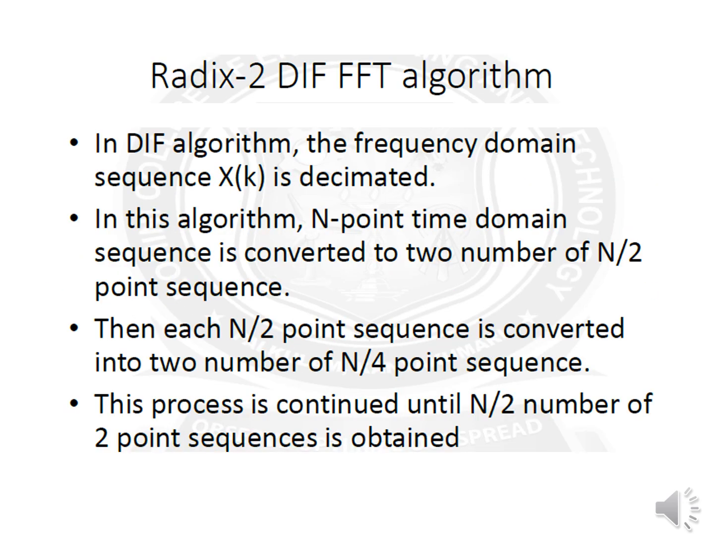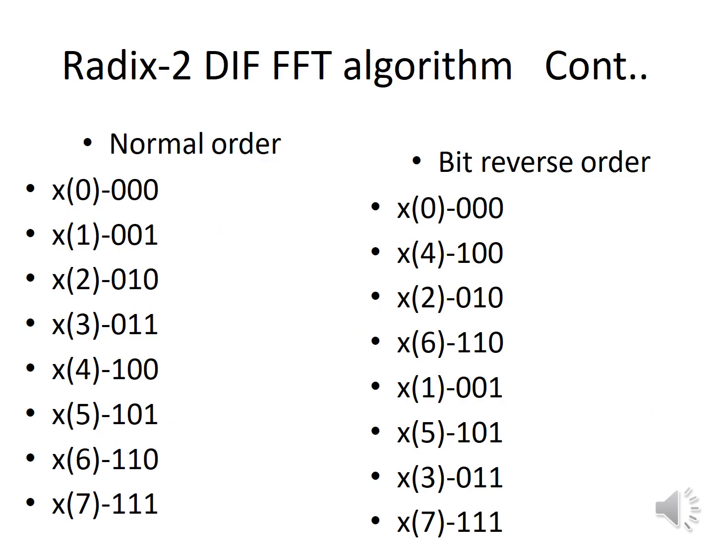Next one is radix 2 DIF FFT algorithm. In DIF algorithm, the frequency domain sequence X of k is decimated, and in this algorithm, the N point time domain sequence is converted into 2 numbers of N by 2 point sequences. Then each N by 2 point sequence is converted into 2 numbers of N by 4 point sequences, and this process is continued until N by 2 numbers of 2 point sequences are obtained. And here this is the radix 2 DIF FFT algorithm.